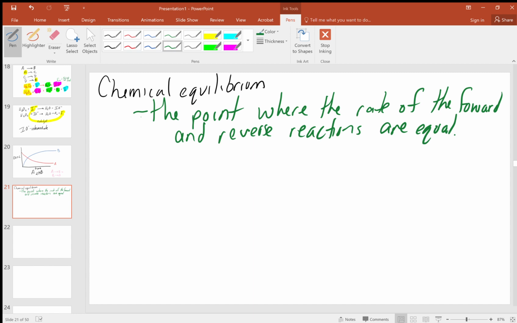Now, this doesn't mean the reaction has stopped. The concentrations are not changing anymore, but that's because, again, we have an equal rate of forward versus reverse.